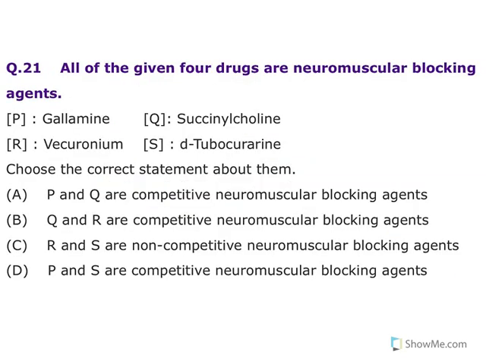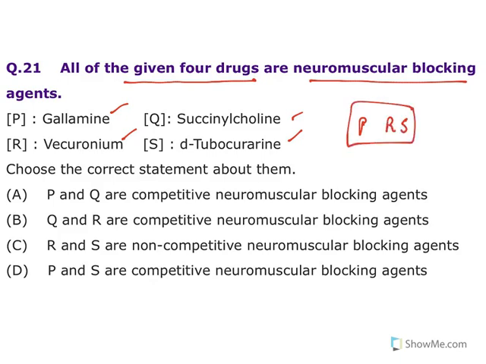Moving to the next one. Now, all of the given 4 drugs are neuromuscular blocking agents. Gallamine, yes. Vecuronium, yes. Tubocurarine, succinylcholine. All of them are neuromuscular blocking agents, but the only difference is these 3, P, R, S, belong to non-depolarizing (competitive) neuromuscular blocking agents, whereas succinylcholine is the other type. This is the difference in these 4 drugs.